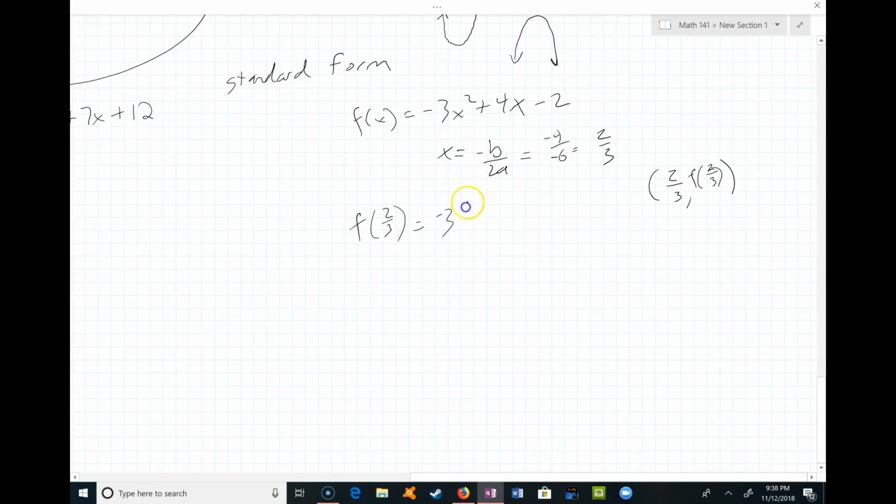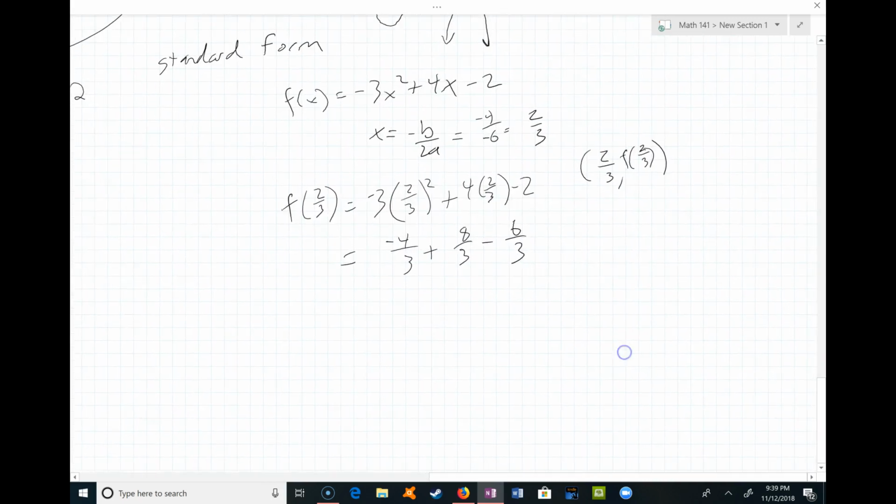So that would be negative 3 times 2/3 squared plus 4 times 2/3 minus 2. Of course, one of these 3's will cancel out, so that would be negative 4 over 3 plus 8 over 3 minus 2, and if I change 2 to thirds, that would be 6 over 3, wouldn't it? So negative 4/3 and negative 6/3 is negative 10/3, and negative 10/3 plus 8/3 is negative 2/3. So the vertex of this thing is 2/3 comma negative 2/3.